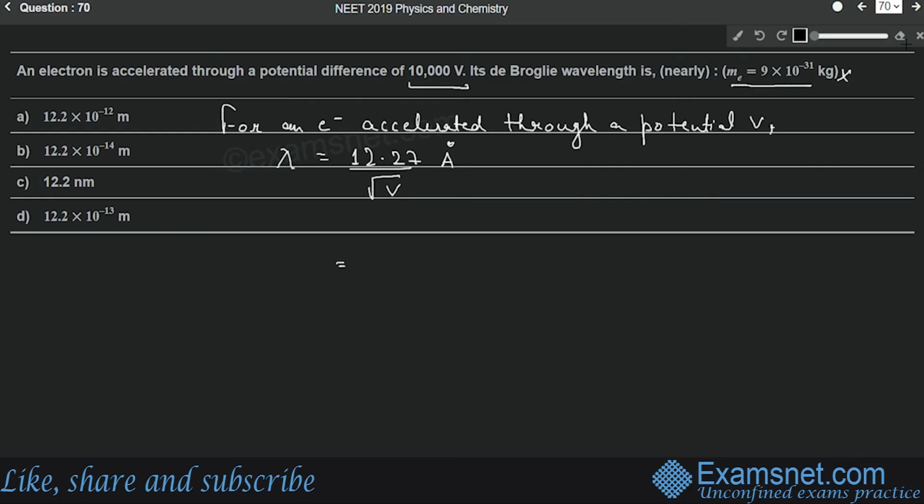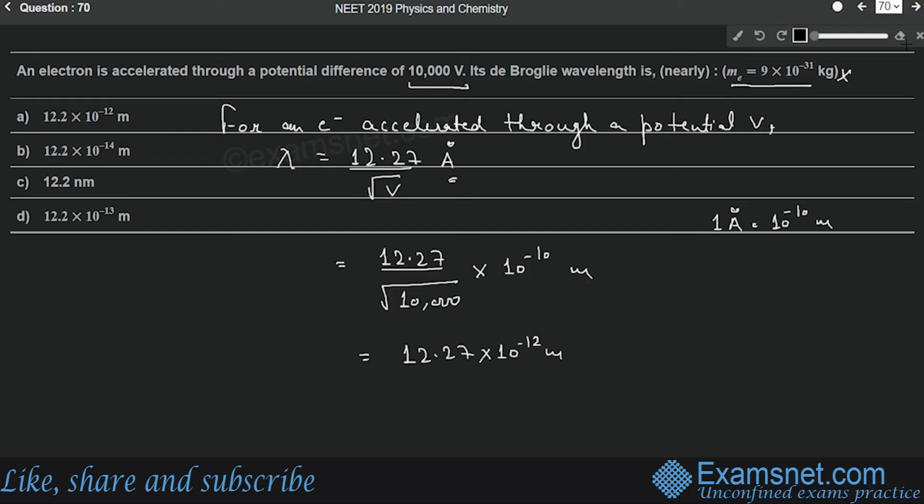So let's put the value of potential difference. It is given in the question. So 12.27 divided by under root 10,000. And here we have angstrom. We have to convert it in meter. So we know that 1 angstrom is equal to 10 to the power minus 10 meter. So let's multiply it with 10 to the power minus 10. Now on solving this, we'll get 12.27 into 10 to the power minus 12 meter. So this is the de Broglie wavelength. That means option A will be the correct answer. Okay.